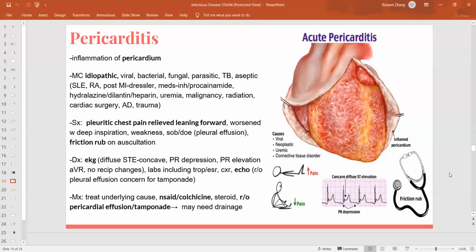Lab work wise, you'll get SED rates and troponins. Sometimes troponin will be elevated, but often not. The SED rate will be elevated. You definitely need to get an echo on all these patients, to rule out valvular issues, to rule out myocardial issues, and then also to rule out pericardial effusion, which is the main concern for pericardial tamponade.